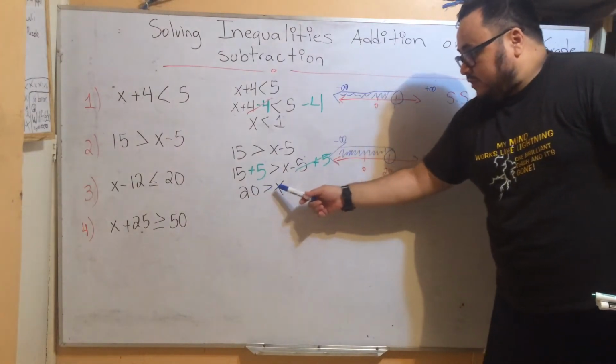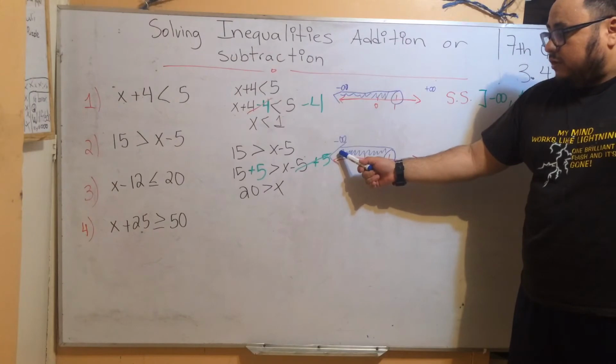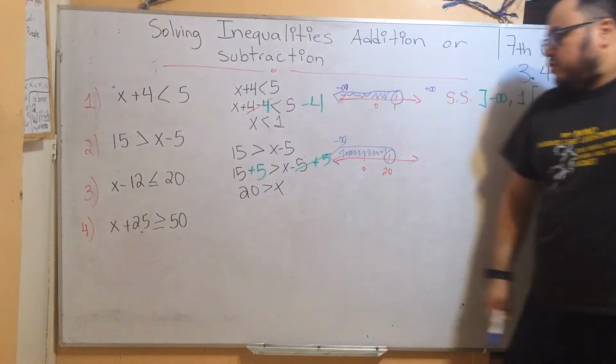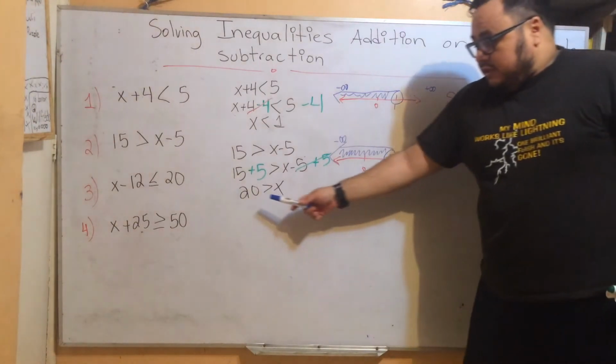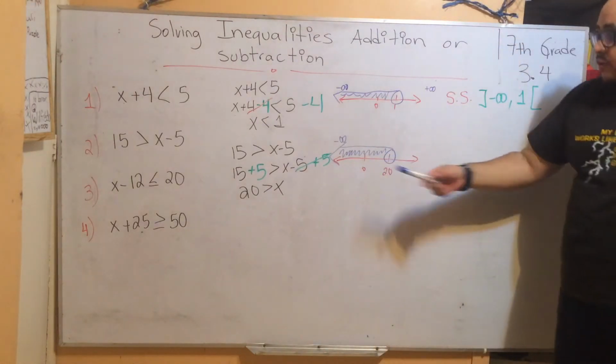Is 20 greater than 10? Yes. Let's put 100, negative 100. Is 20 greater than negative 100? Yes. Let's put numbers to the right. Let's say 100 positive. Is 20 greater than 100? No. Okay, so this is how we know it is correct.